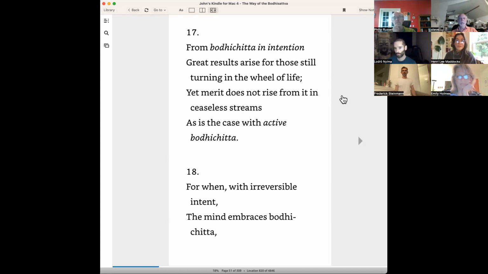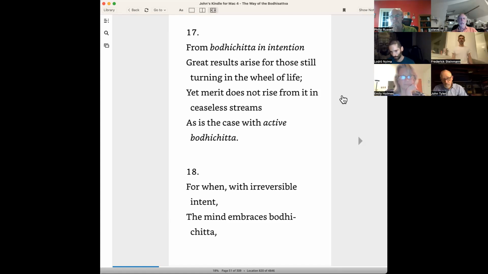From bodhicitta in intention, great results arise for those still turning in the wheel of life. Yet merit does not rise from it in ceaseless streams, as is the case with active bodhicitta. So what this is saying is that when you have the intention to wake up and the intention to be of benefit, merit arises from it, but not in the ceaseless streams that it will when you're actually doing it. Even the intention produces merit in you and will make you happier and wiser. But then the actual act is much more profound.